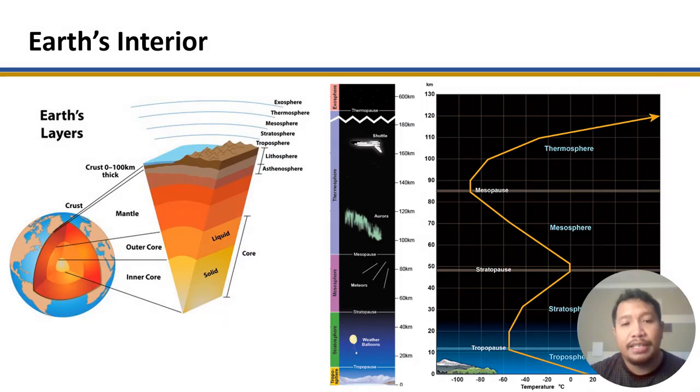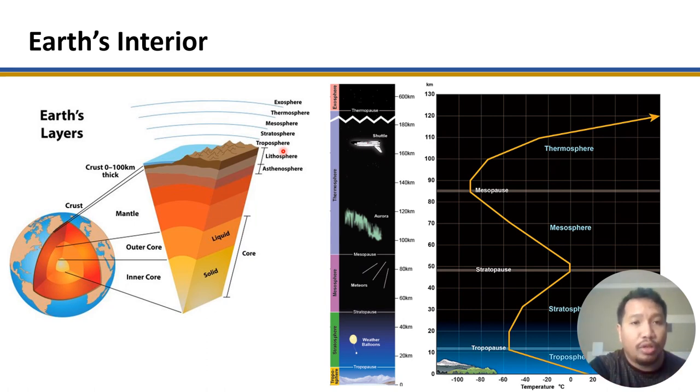So we are still in the earth interior. So the diagrams on the left show the layers of atmosphere, including exosphere, thermosphere, mesosphere, stratosphere and also troposphere. And at the same time, we will also look into a little bit on the layers of the earth, like lithosphere and also asthenosphere. So let's take a look on the exosphere. Exosphere means the outermost layer of the earth.